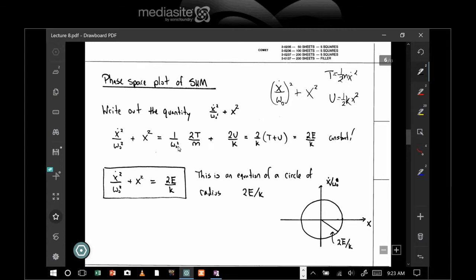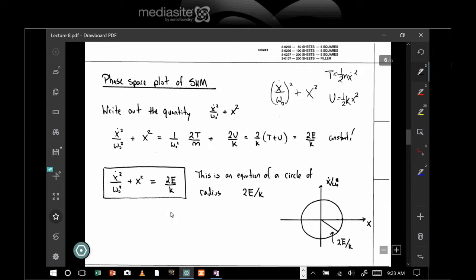Now remember, m times omega naught squared is equal to k. So that means there's a common factor of 2 divided by k. But that's T plus U. That's the total mechanical energy. And so notice that this quantity here is equal to a constant. Well, if I make a plot of x on the x-axis and the quantity x dot divided by omega on the y-axis, this is the equation of a circle. A squared plus b squared equals the radius squared. And that's a really cool way of looking at the motion.